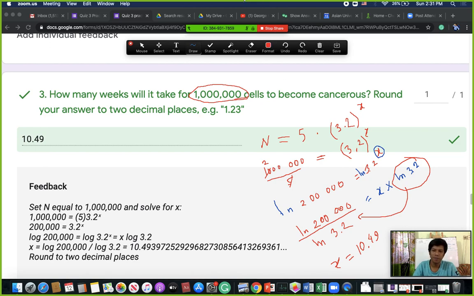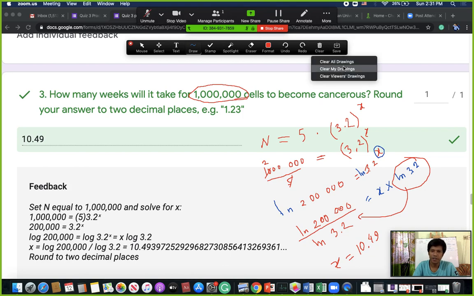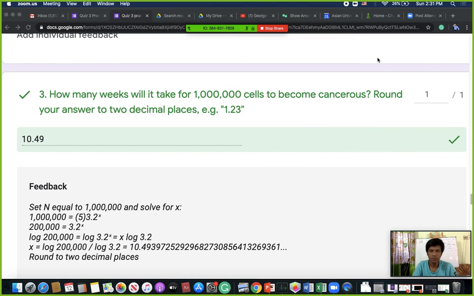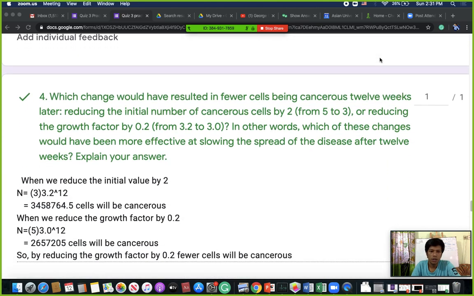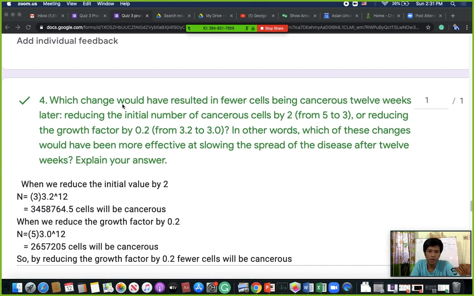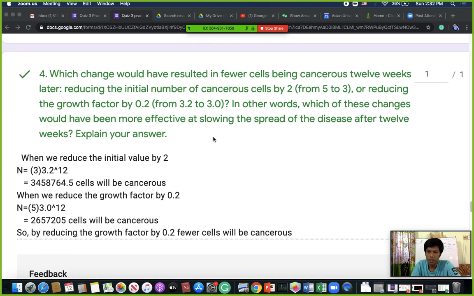Okay, so next one, let's go to the next one. Now in this question we have two parts. One is which change would have resulted in fewer cells being cancerous 12 weeks later: reducing the initial value of the cancer cells by 2 from 5 to 3, or reducing the growth factor by 0.2 from 3.2 to 3. In other words, which of these changes would have been more effective at slowing the disease after 12 weeks?